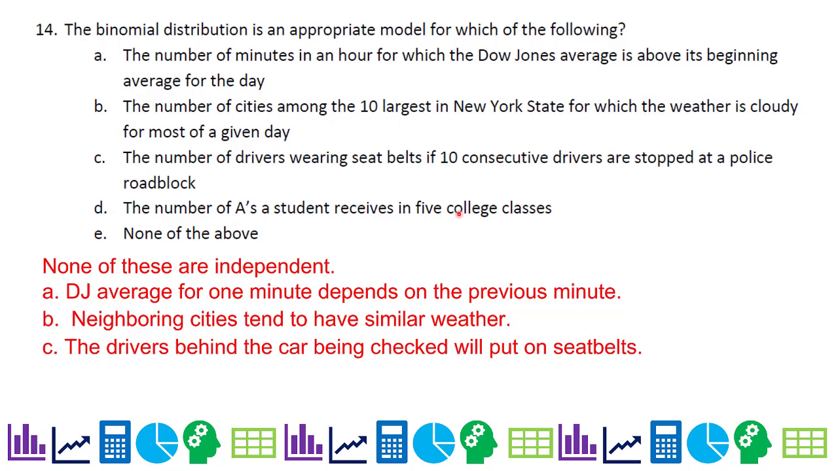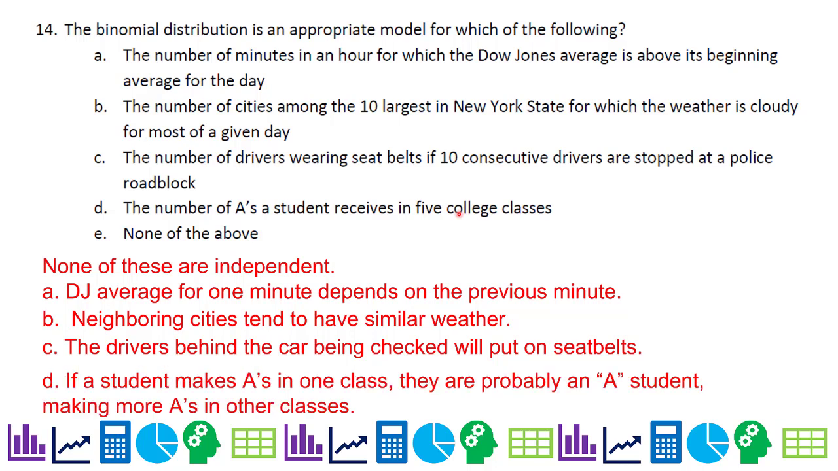D, the number of A's a student receives in 5 college classes. If a student makes A's in one class, they're probably an A student making more A's in other classes. So none of these are appropriate for the binomial distribution because none of them are independent.